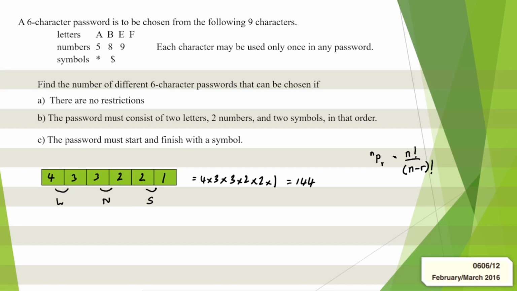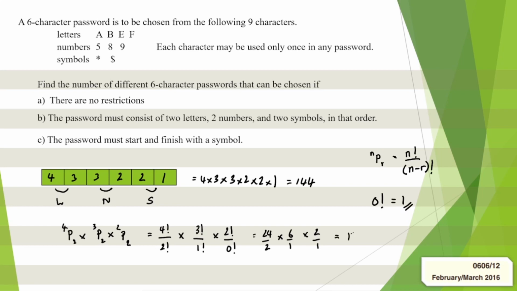We can also use our permutations formula to do this. So for the letters, we have 4 letters to choose from for 2 positions, multiplied by numbers. So we have 3 numbers to choose from for 2 positions. So for symbols, we have 2 symbols to choose from for 2 positions. So writing this out using our permutations formula, we have 4 factorial on 2 factorial times 3 factorial on 1 factorial times 2 factorial on 0 factorial. So that will give us 24 on 2 times 6 on 1 times 2 on 1. Note the special case where 0 factorial equals 1. So that will give us 12 times 6 times 2, which is indeed 144.